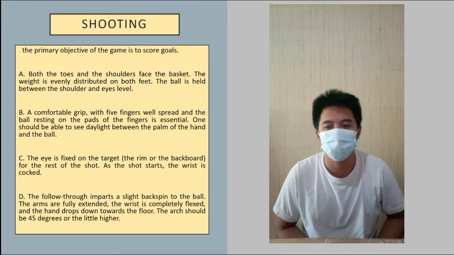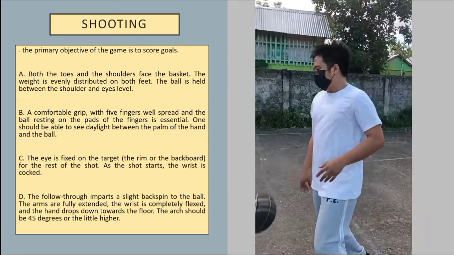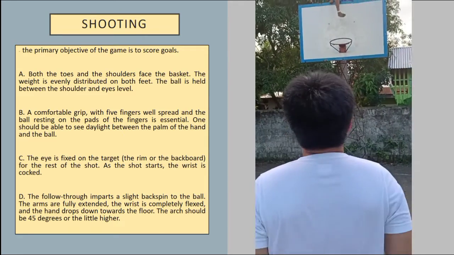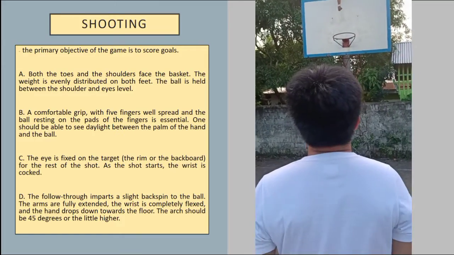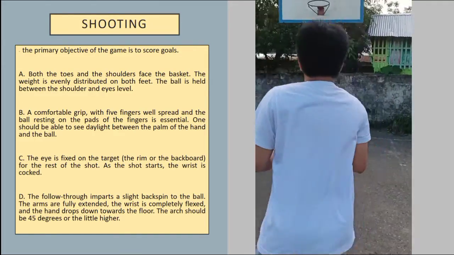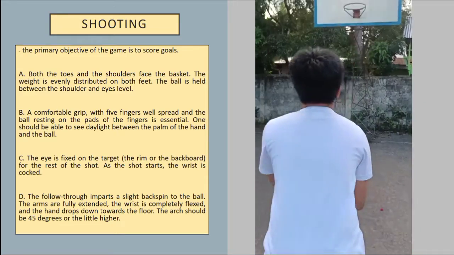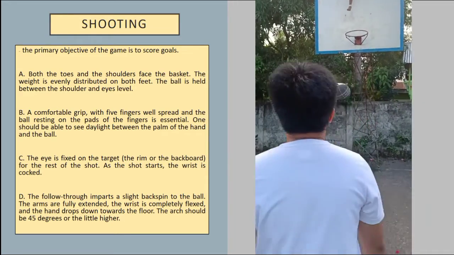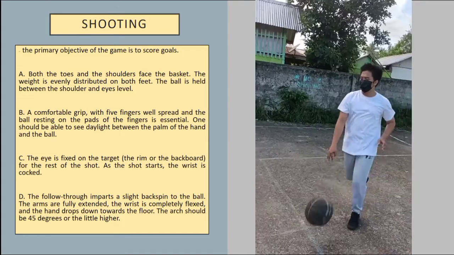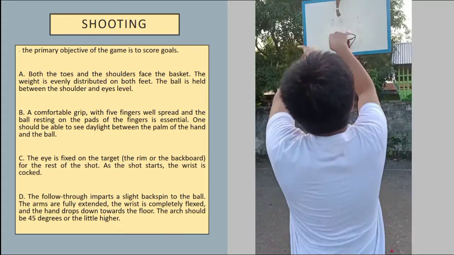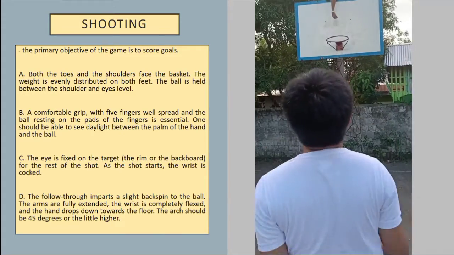Next is shooting. The primary objective of the game is to score goals. A. First, both the toes and the shoulders face the basket. The weight is evenly distributed on both feet. The ball is held between the shoulders and eye level. B. A comfortable grip with 5 fingers well spread and the ball resting on the pads of the fingers is essential. One should be able to see daylight between the palm of the hand and the ball. The eye is fixed on the target for the rest of the shot.